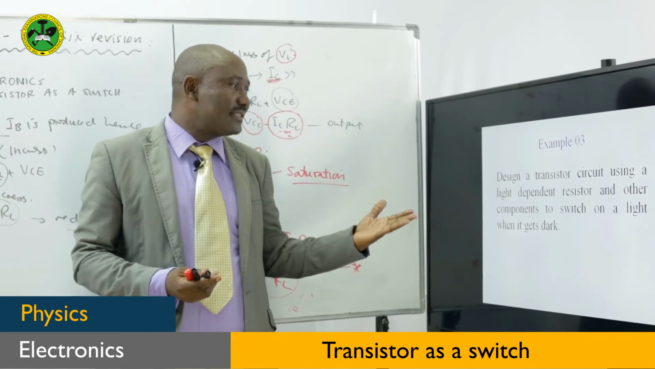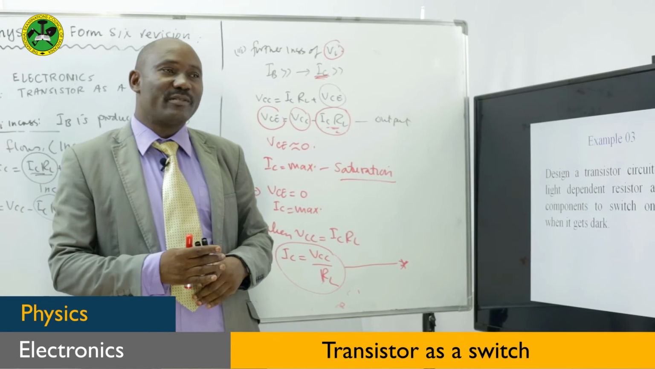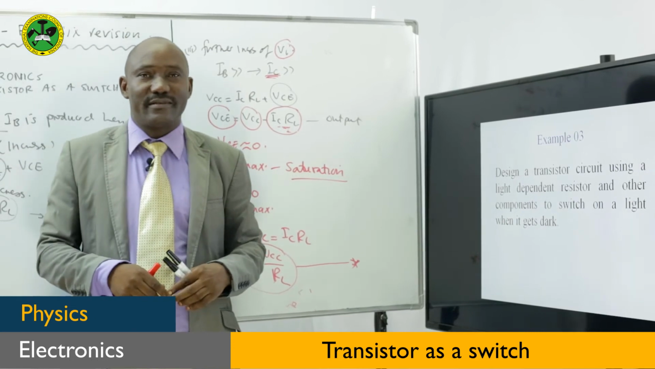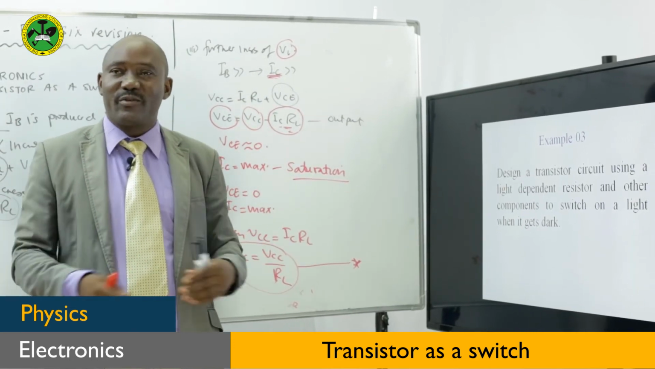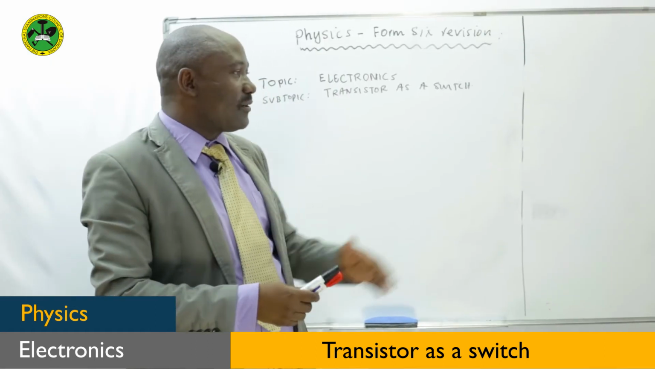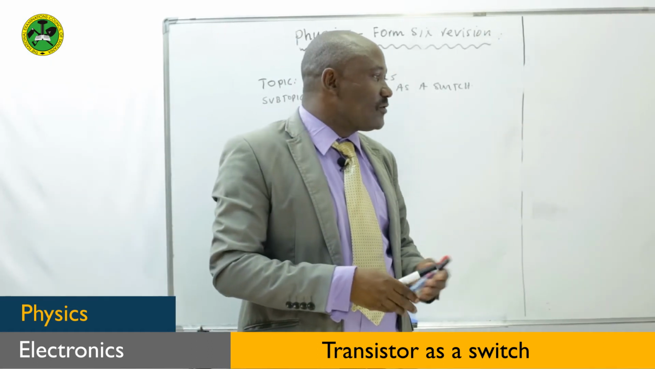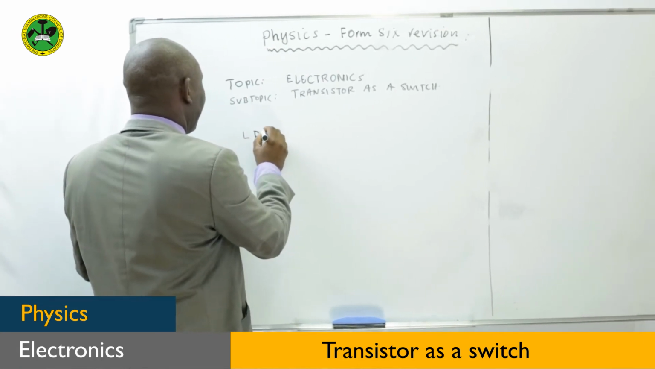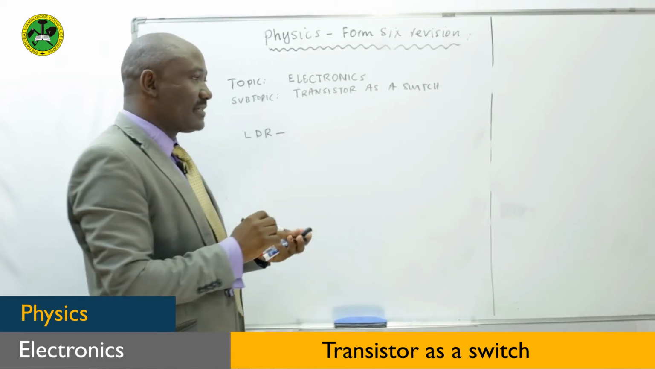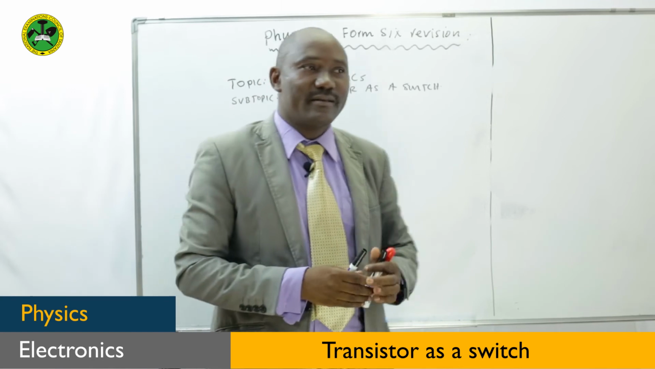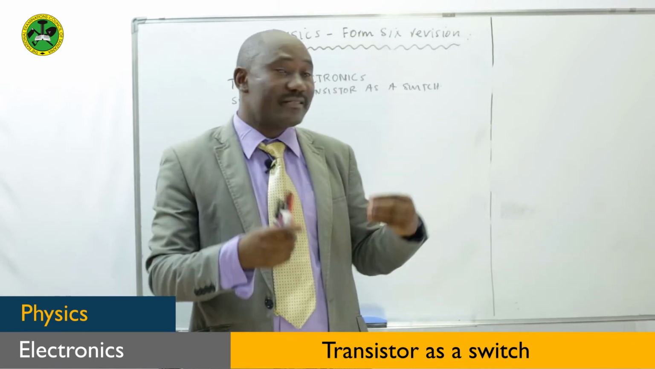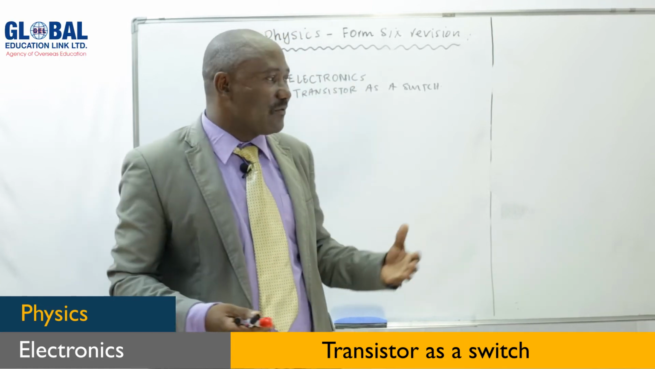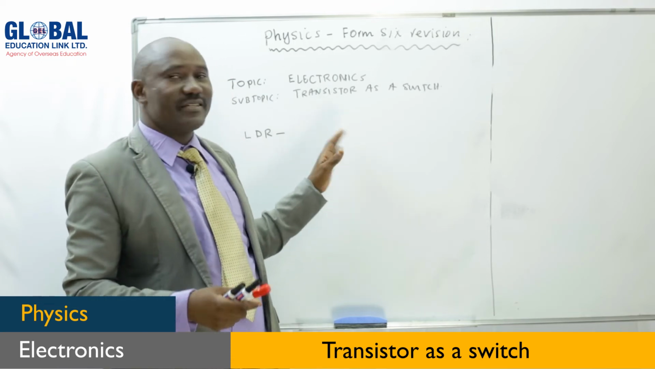When you talk of designing a transistor circuit, that means we make use of the transistor. When it gets dark, the light will switch on automatically. This is an automatic switch, as I said. Now, to start solving this question, first you should know what is meant by a light-dependent resistor, LDR. This is the type of resistor whose resistance depends on the amount of light intensity falling on it. The light intensity falling on this resistor will make the resistance change.